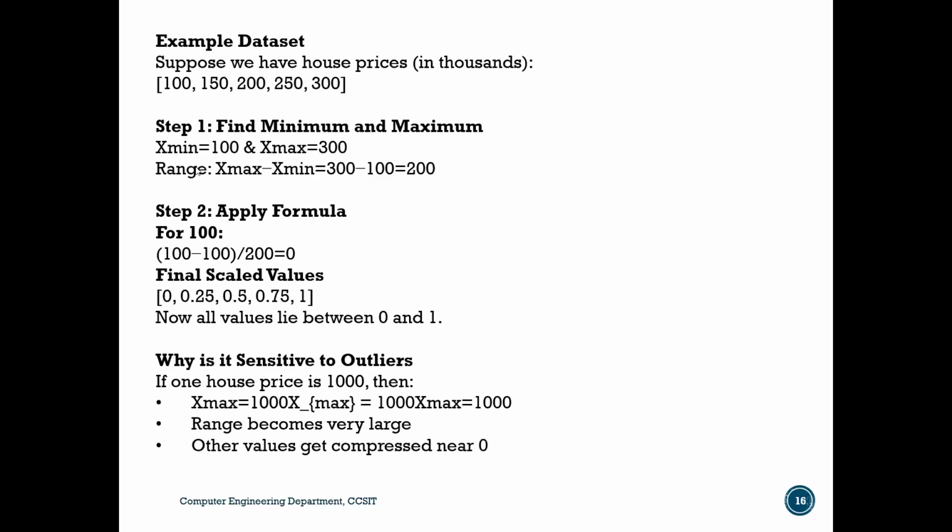So here this is my data set. First I will calculate the x minimum, which is 100. Then I will calculate the x max, which is 300. And then you will find out the range. Range is x max minus x minimum. After that you apply the formula for each value, and then you get the final scaled values. So now you can see that all my values are scaled from 0 to 1 only.